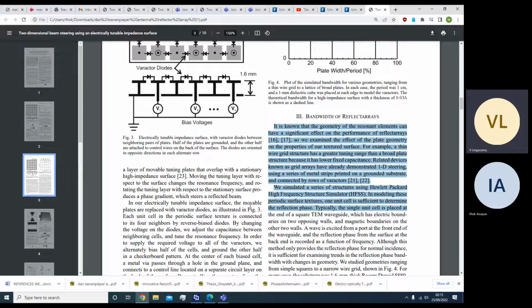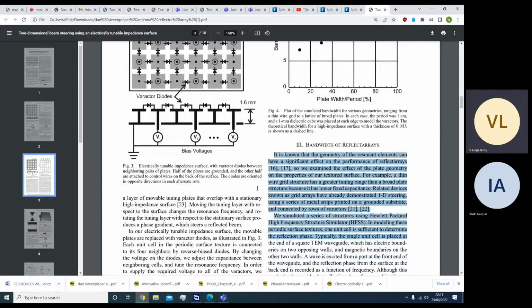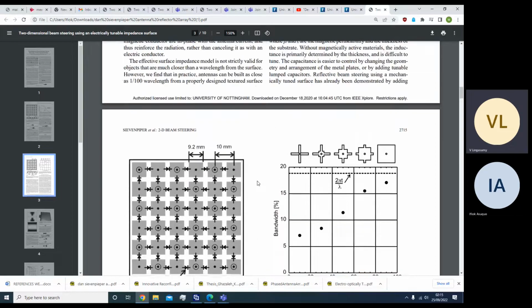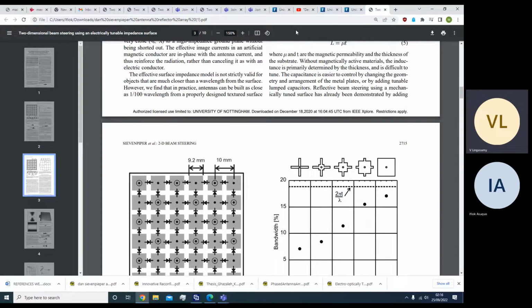You can see here, it is very clearly mentioned. Related devices known as grid arrays have already been demonstrated for 1D steering using a series of metal strips printed on the grounded substrate, connected by varactor diodes. That's it for 1D steering, basically. If you want to evaluate that 1D steering, then you have to do that. Yeah, obviously. So now I want to ask you, please.